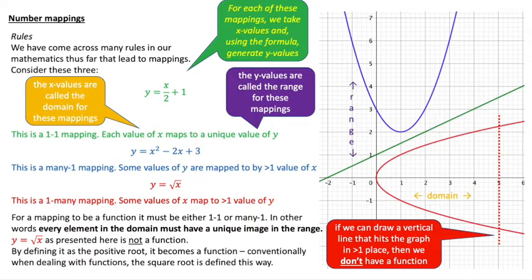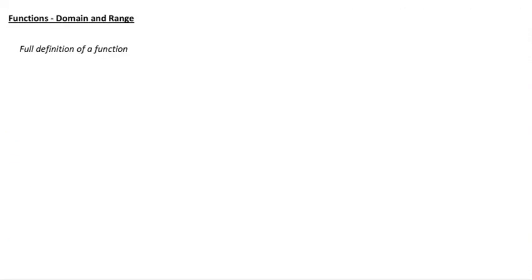Okay, functions, domain and range. So we've touched upon domain and range. In the last example, the x values were the domain and they were mapping onto the y values, which were the range. So the full definition of a function is that we need a rule, we need a domain, and we need a range.